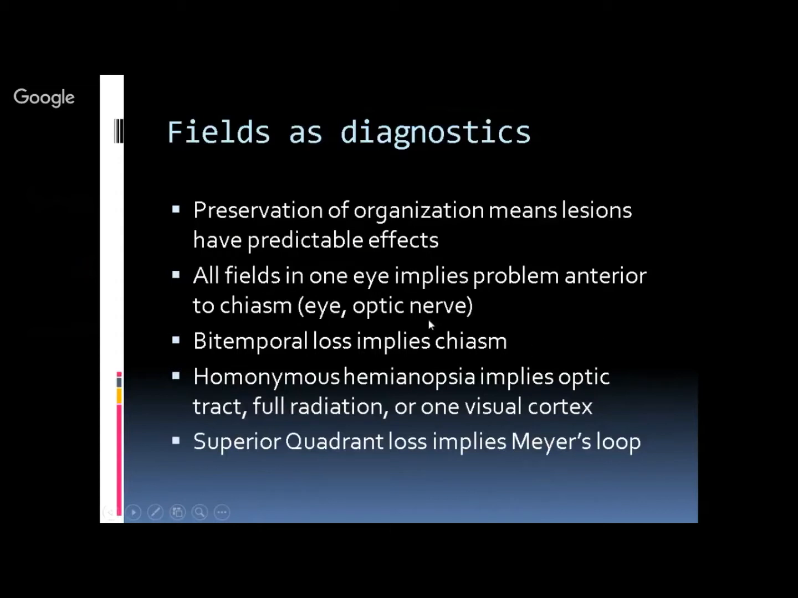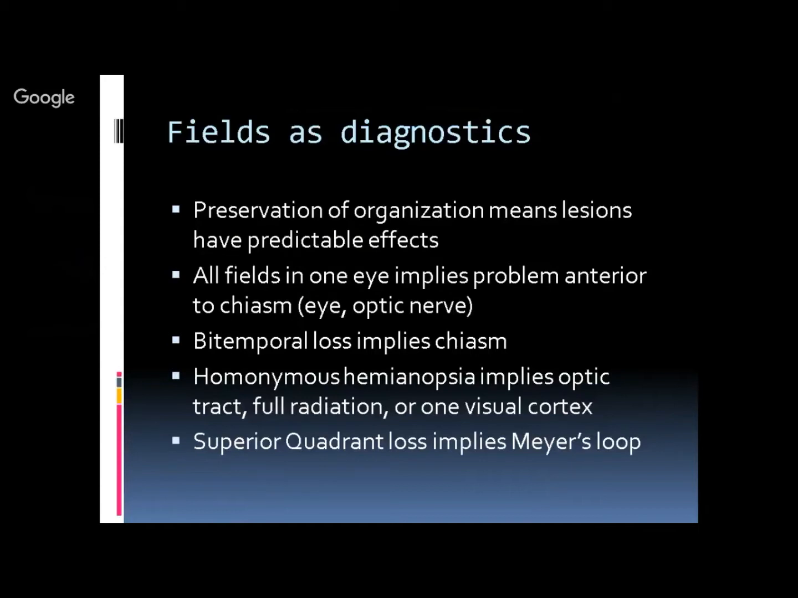So field loss in one eye implies a problem anterior to the chiasm. What do I mean by that? If you've lost all vision or partial vision, but only in one eye, the only way to really explain that is something affecting the optic nerve coming out of that eye, or the eye itself. After the chiasm, things are switched and combined, so you would expect things to affect both eyes, but one side, or potentially both sides.